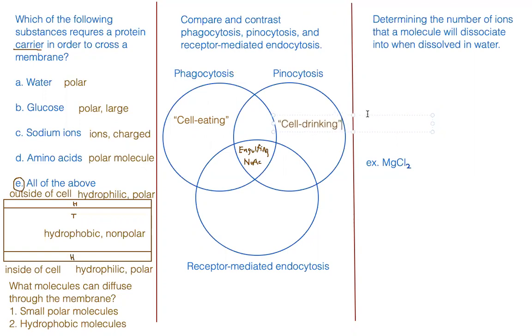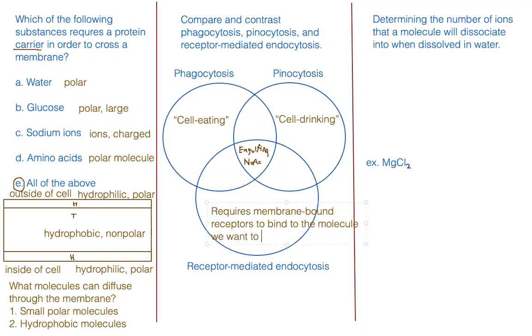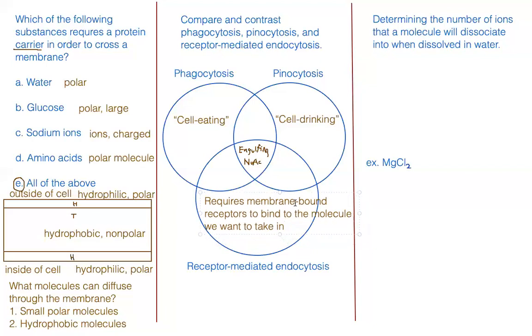Okay, and so for cell drinking, this is when you take up some kind of liquid molecules, like water, for example, from the outside. Remember how we said it doesn't just diffuse through, so the cell will have to wrap itself around water. And receptor-mediated endocytosis, this one's a bit different. This one requires the membrane-bound receptors to, in a way, bind to the molecule that we want to engulf or take in.